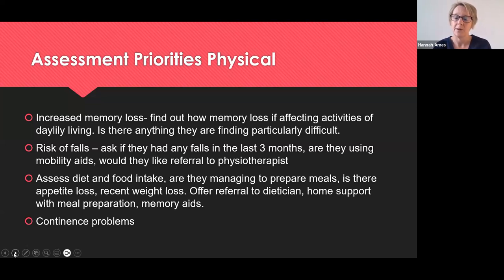What we want to always be doing is maintaining independence and safety in the home, and those are our key priorities. Again, it depends on your time and your scenario. You might want to ask some questions around diet and food intake. So are they managing to prepare meals? Is there any recent weight loss or appetite loss? Possible referral to a dietitian or some home support with meal preparation, or again, we can provide memory aids. And also, sometimes there are continence problems, but you won't have time to do everything. Remember, you're very limited on time. So I would definitely focus on 2 key main issues: your memory loss and potentially risk of falls.